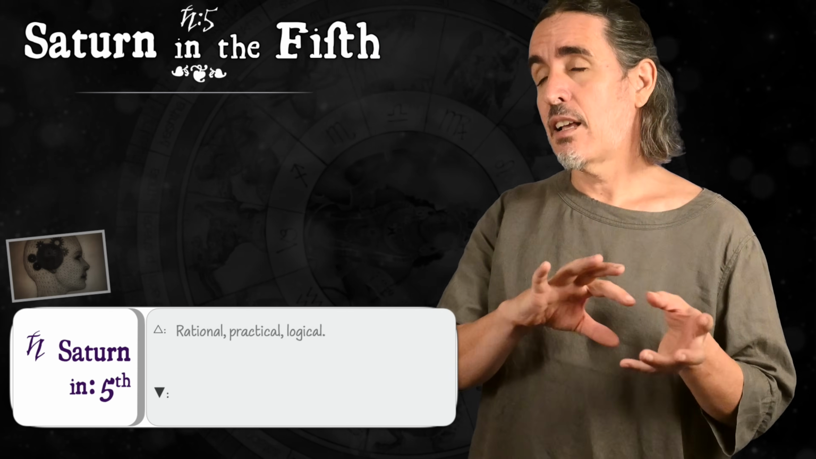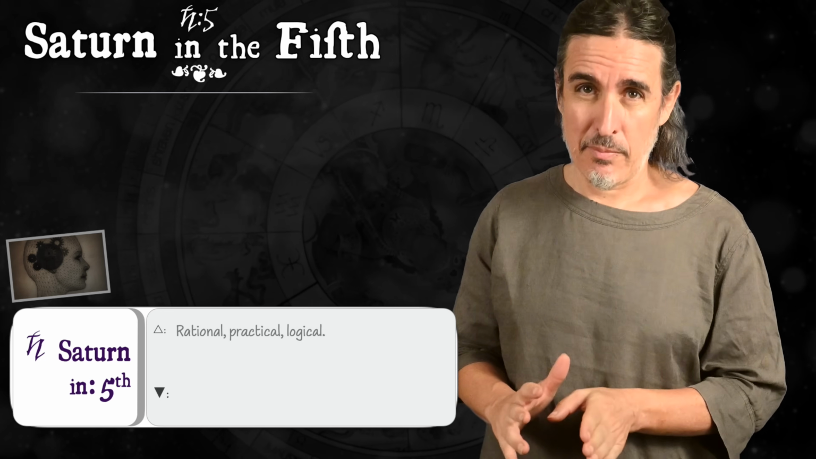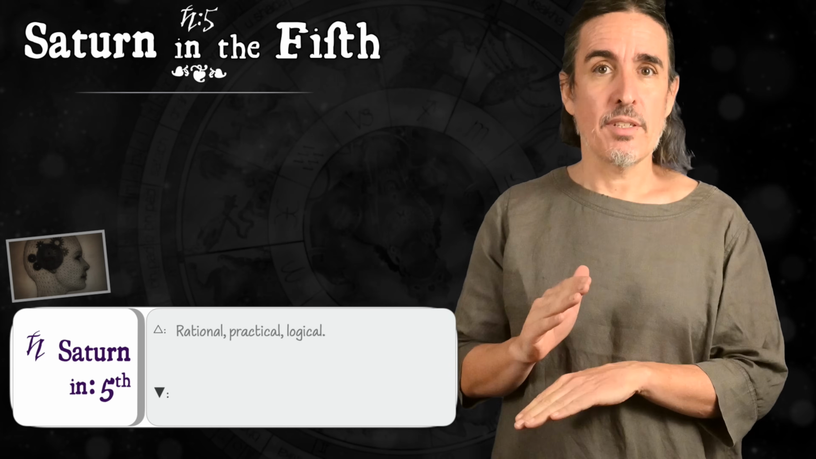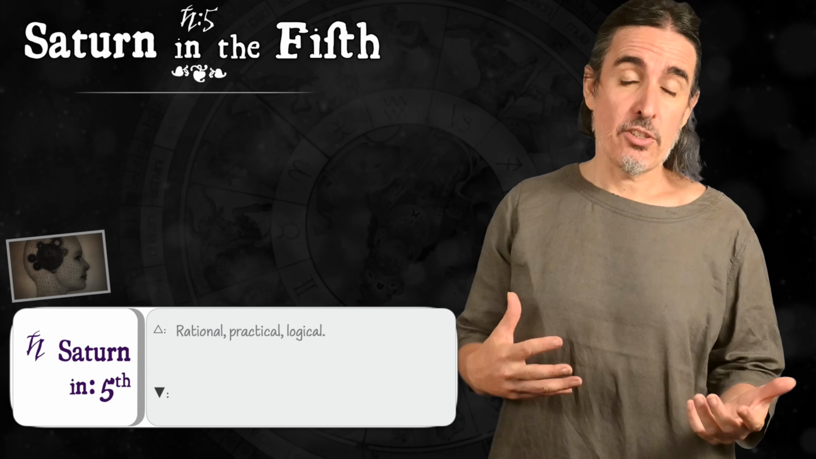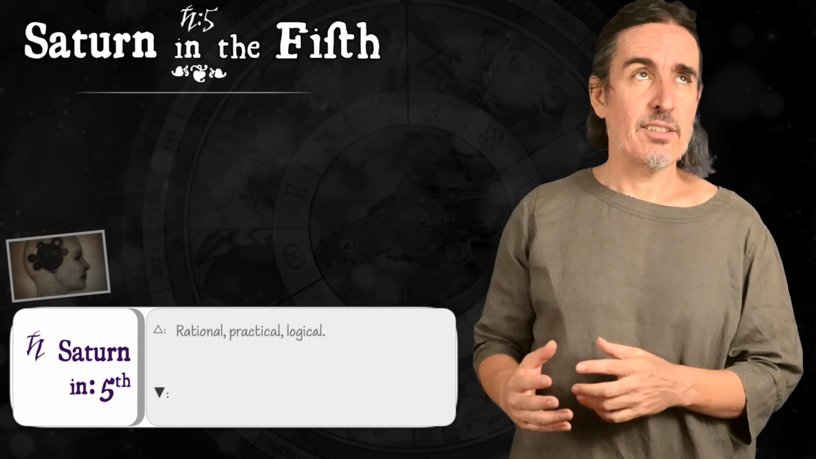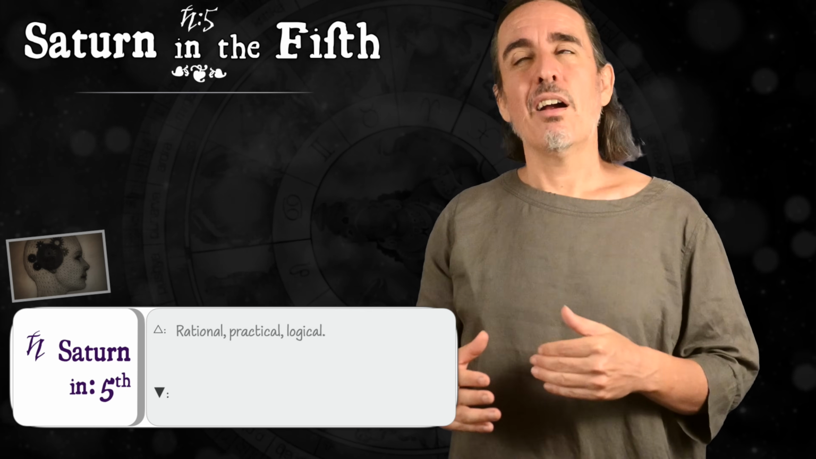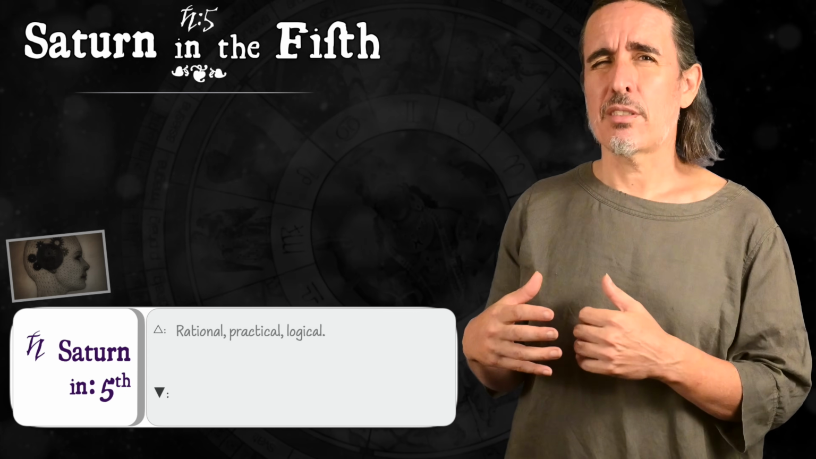Now let's look at the opposite end of the spectrum from this same theme. The fifth house has to do with intellect. Saturn is objective. So you should be very rational and logical, right? But a lot of times you'll find that Saturn in the fifth house people are not so much logical as they are just skeptical and harsh and critical.